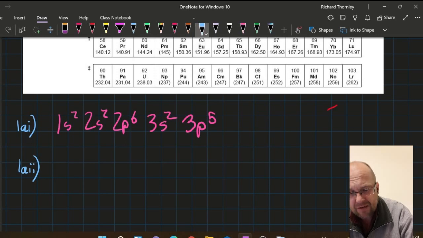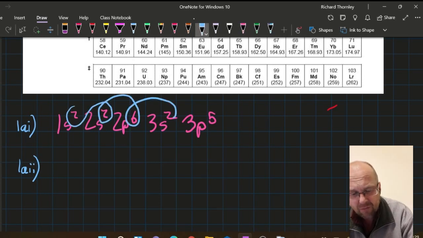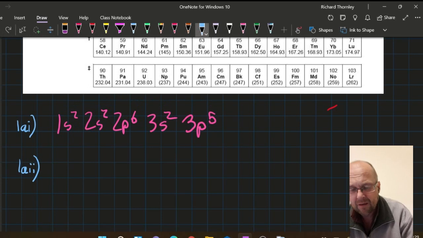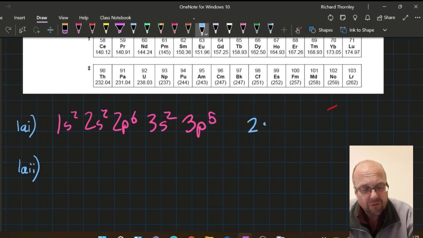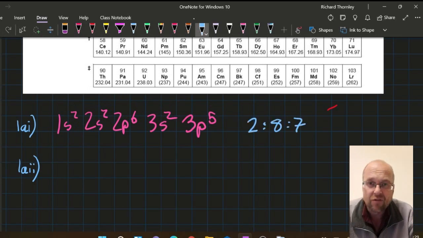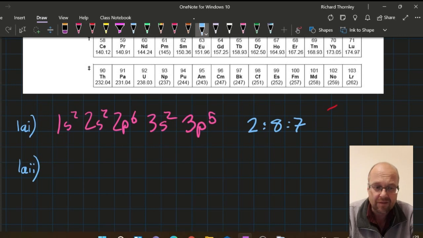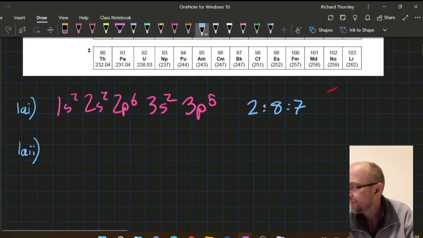Does it add up to 17? 2, 4, 10, 12, 17. Yep. Don't be tempted to put 287. That's the electron arrangement, and it's not taught in IB anymore.